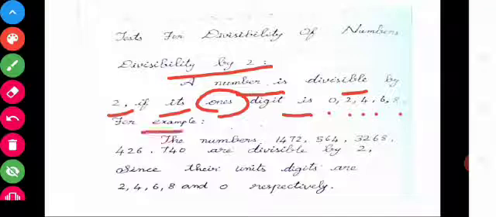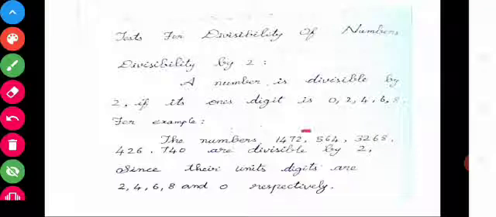For example, the numbers 1472. In this ones place, what is the number? 2. So it is divisible by 2. Look at the next number 564. In this ones digit, what is the number? 4. So it is divisible by 2. So these are the examples of divisible by 2. 3268, 426 and 740 are divisible by 2. Since their unit digits are 2, 4, 6, 8 and 0 respectively.